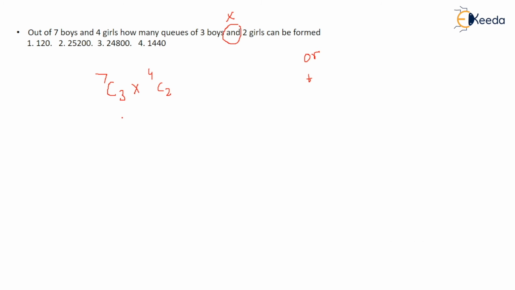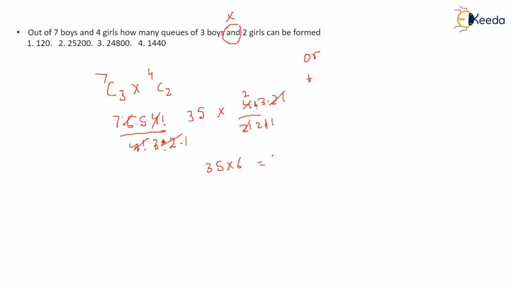So 7C3 after solving comes out to be 7 into 6 into 5 into 4 factorial upon 4 factorial into 3 factorial. So the 4 factorial cancels out. 3 factorial we can write as 3 into 2 into 1, which is 6. So 6 cancels, and this comes out to be 35, into 4C2. That means 4 factorial upon 2 factorial into 2 factorial. 4 factorial I can write as 4 into 3 into 2 factorial, so this 2 factorial cancels, and the other 2 factorial is 2 into 1, that is 2. So 4 divided by 2 is 2, and 2 into 3 is 6. So 35 into 6 comes out to be 210.